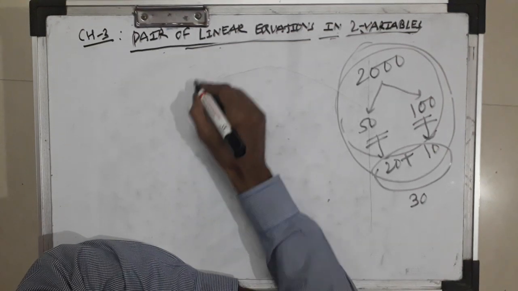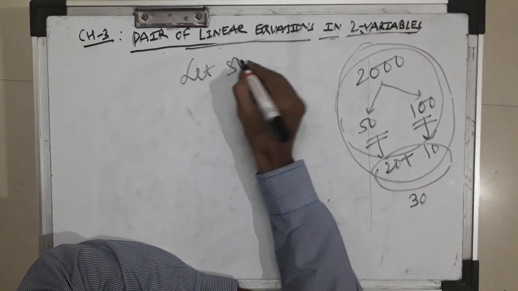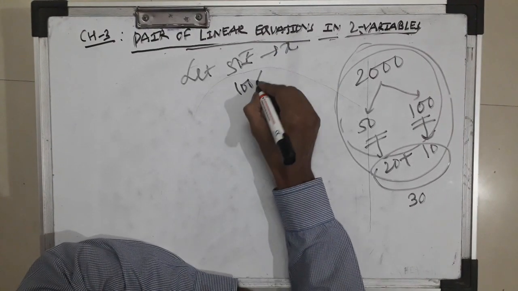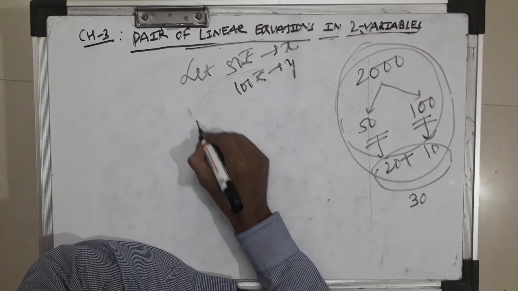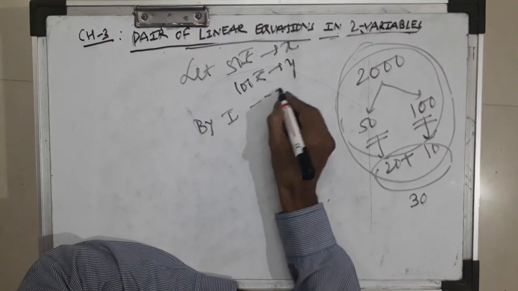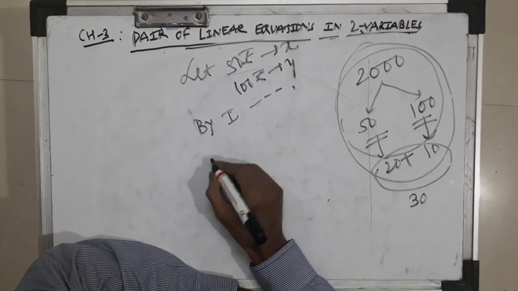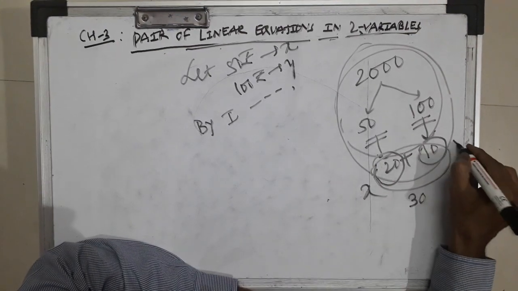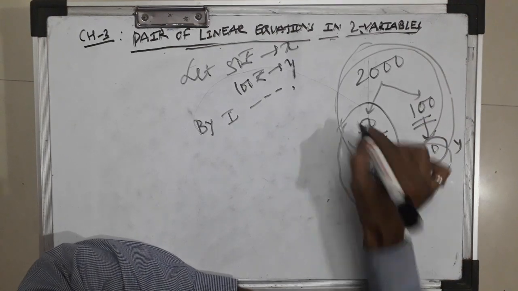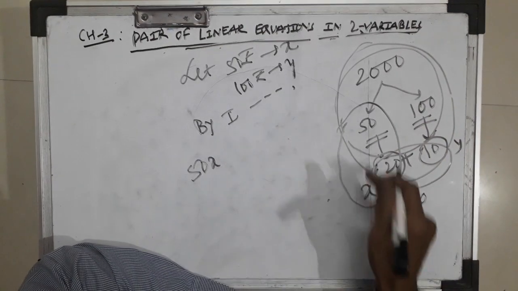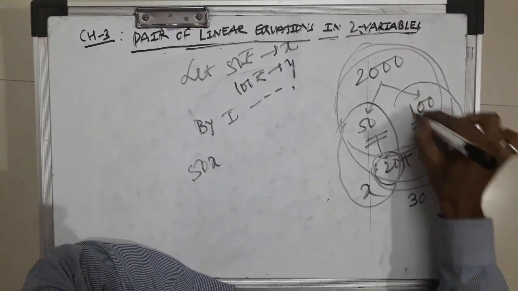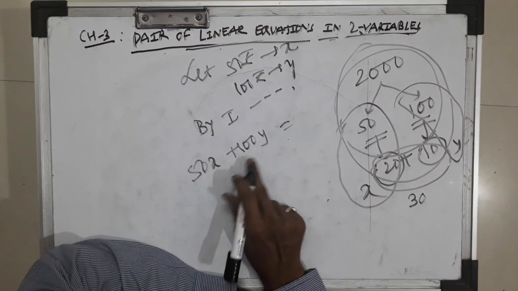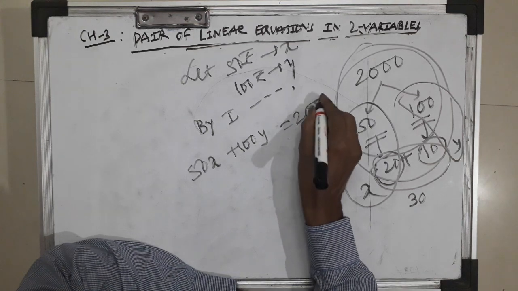Okay. Let the number of 50 rupees notes be X and 100 rupees notes be Y. By first condition. What is that condition? Because we know the number of 50 rupees notes is X and the number of 100 rupees notes is Y, the total value of these X notes will be 50 into X, that is 50X, and the total value of these 100 rupees notes will be 100Y. The equation will be 50X plus 100Y is equal to the total amount, 2000.